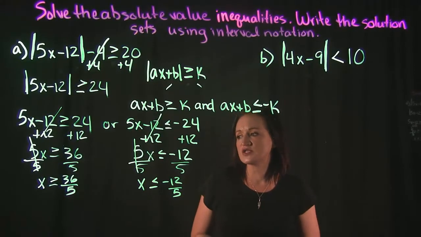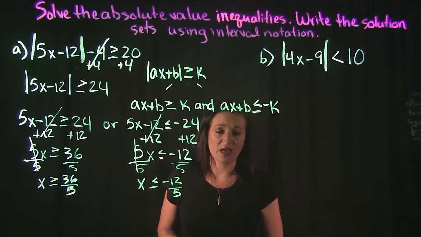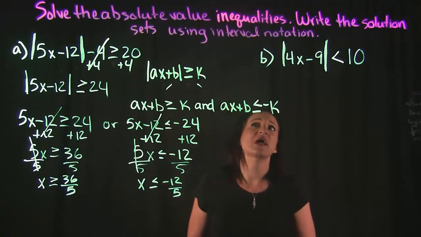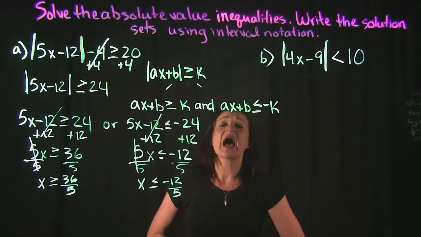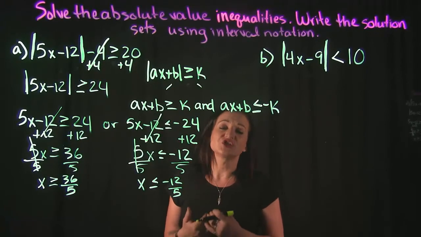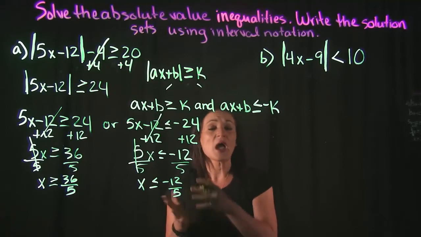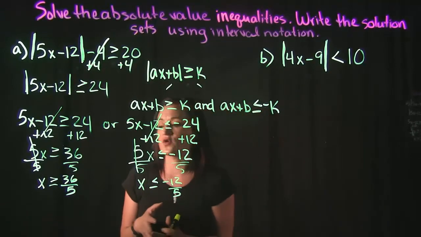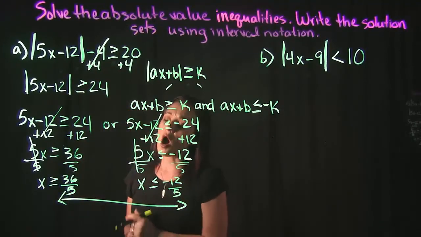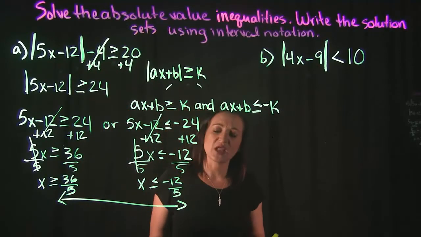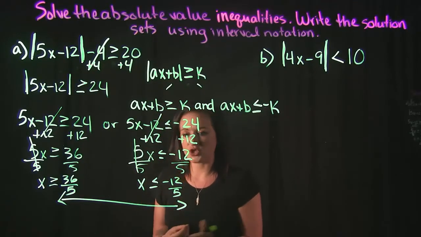Because these are inequalities, sometimes we might be asked to create a number line for them, but a lot of times we have to put our answers in interval notation. Before putting our answers in interval notation, I like to create a number line just because it helps give a better visual, and I feel like it really helps us understand more how to put this into interval notation. So just a quick little number line here. Our two solutions are 36 fifths and negative 12 fifths. I'm just going to put them on the number line in relation to each other.